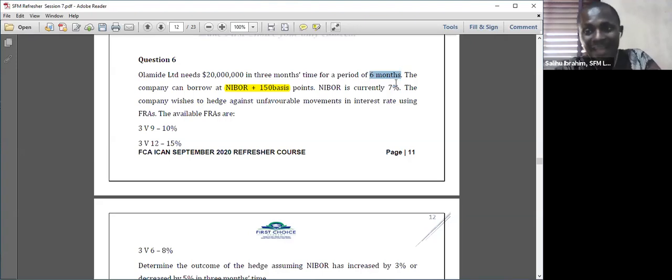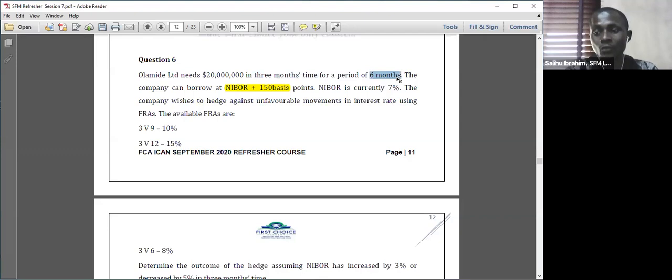So it means the appropriate forward rate agreement I need to enter into is 3 versus 9. Your 3 there is the period when you will actually need that money, and the second part, which is the 9 there, is the date you need that money plus the length of time you will use the money. So in this question, my appropriate forward rate agreement is 3 versus 9, because I will need that money in 3 months' time and I use it for a period of what?